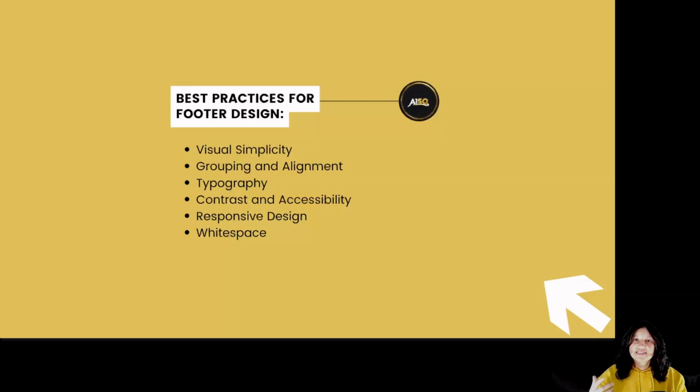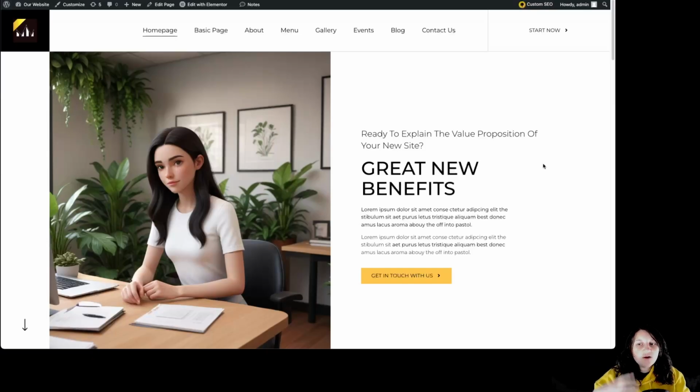And now, let's go inside our WordPress website that we have received from AISQ Business and take a look at how we can customize the footer. We are now inside our website. We are already logged in with our admin username and our admin password.